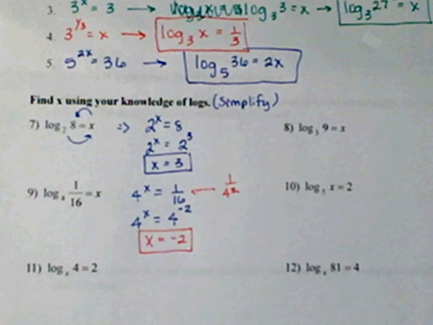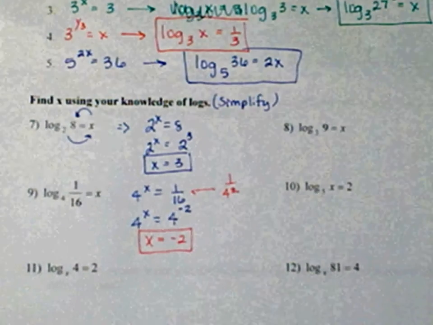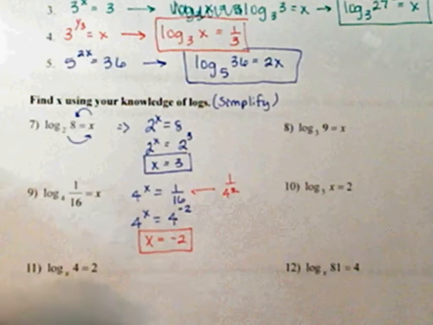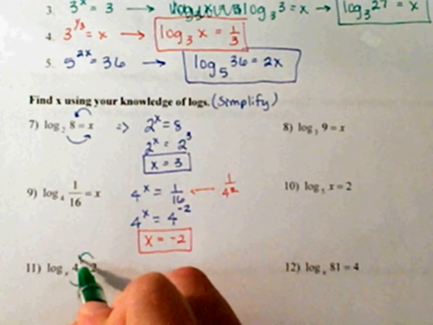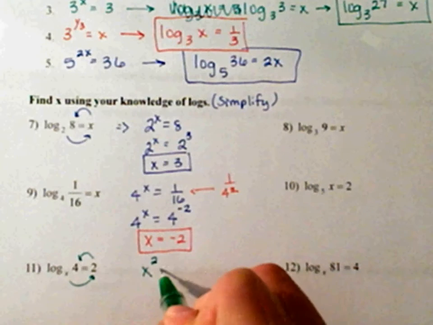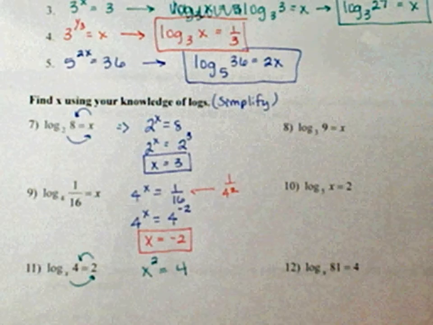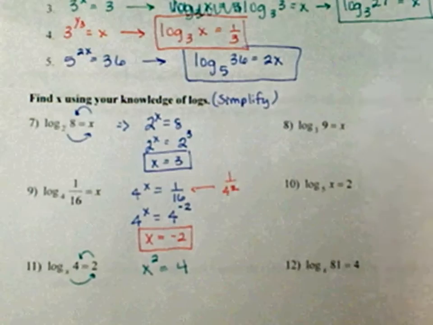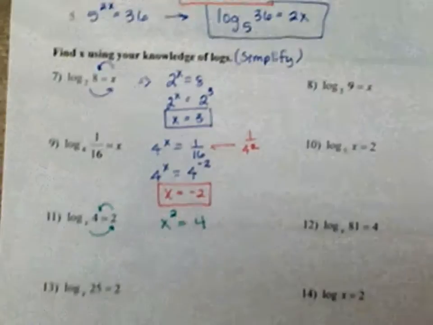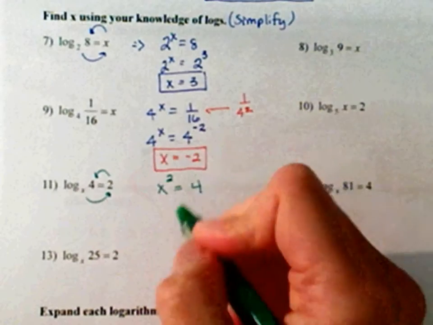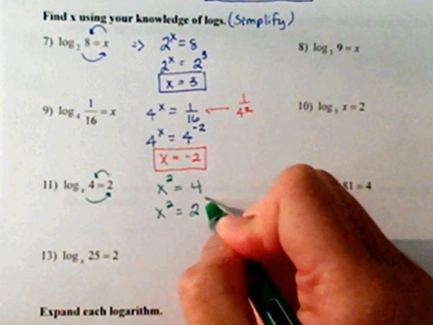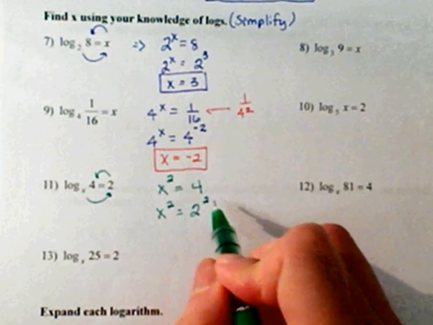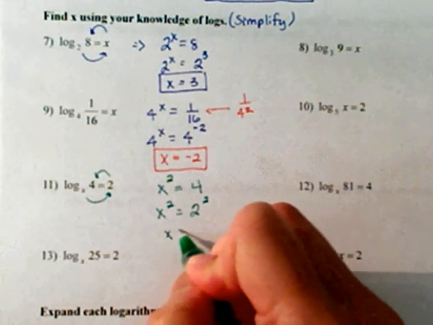All right, number 11. Here we go. On number 11, x squared is equal to 4. Now I want you guys to kind of think about that. What do you know squared is equal to 4? How about a base of 2? See how they have the same exponent? So x is equal to 2.